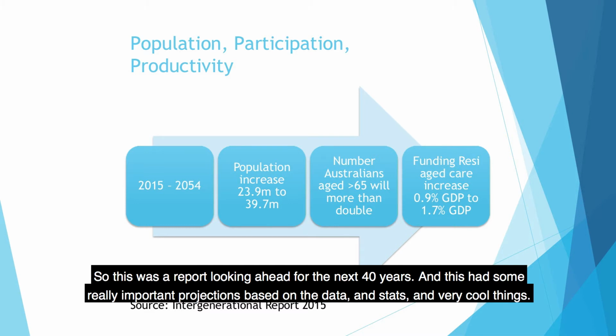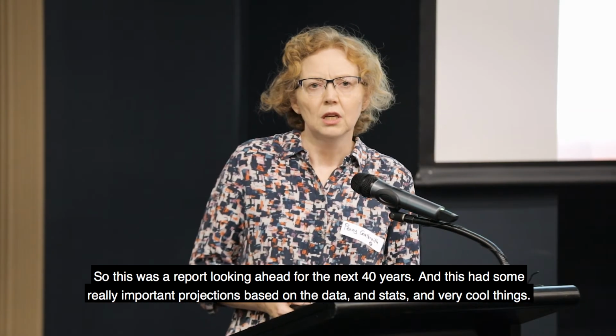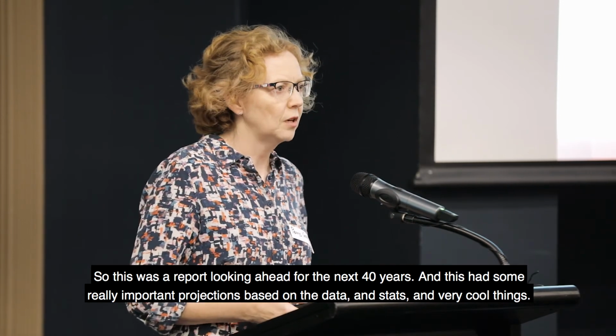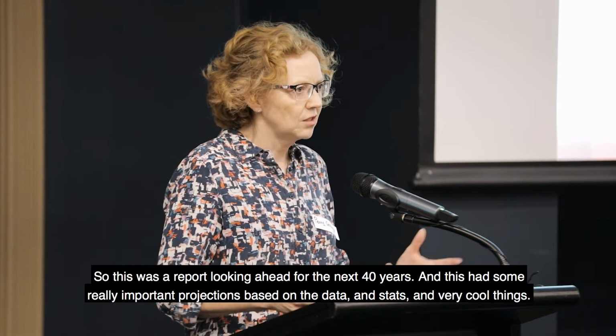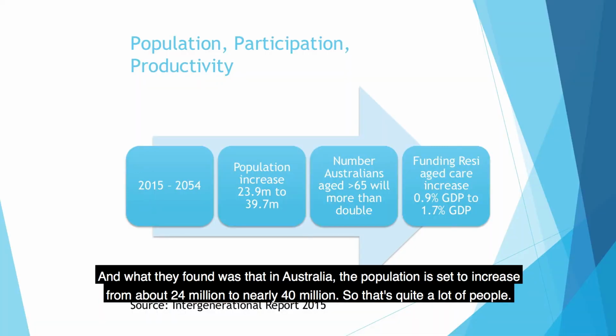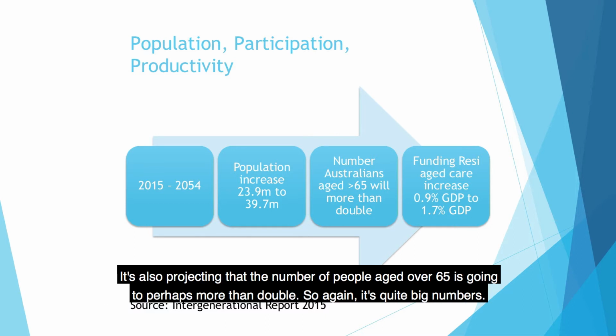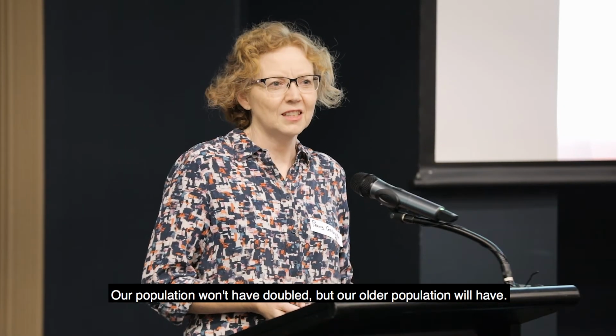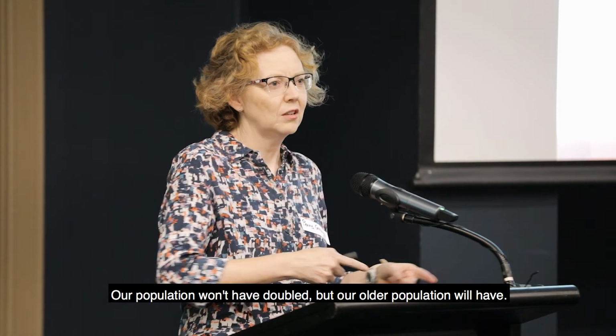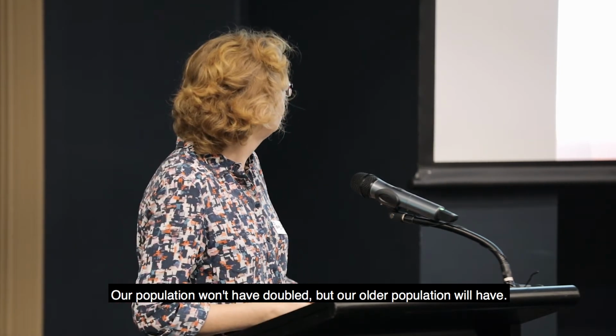Coming back to some of this productivity stuff and the intergenerational report in 2015. This was a report looking ahead for the next 40 years, and it had some really important projections based on the data and stats and very cool things. What they found was that in Australia, the population is set to increase from about 24 million to nearly 40 million. So that's quite a lot of people. It's also projecting that the number of people aged over 65 is going to perhaps more than double. So again, it's quite big numbers. Our population won't have doubled, but our older population will have.